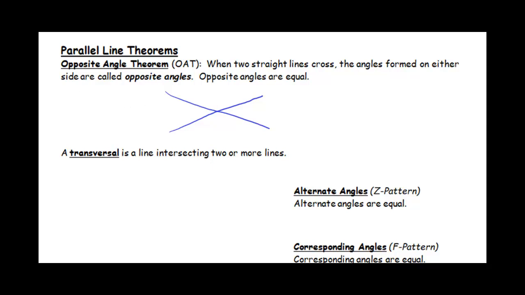For example, this angle at the top is opposite to the angle that's at the bottom. So these two angles, according to our opposite angle theorem, are equal to each other. Also, because I have two intersecting lines, there are angles here. I'll call this one x, and I'll call this one y. These angles that are opposite to each other are also equal. So in our intersecting lines, we end up with two pairs of opposite angles that are equal.